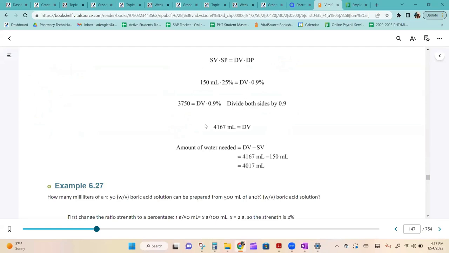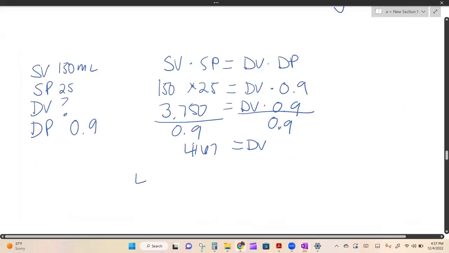Now, the next step is to do the amount of water needed. So that's going to be DV minus SV. So the DV is what we just figured out, 4,167 ml.